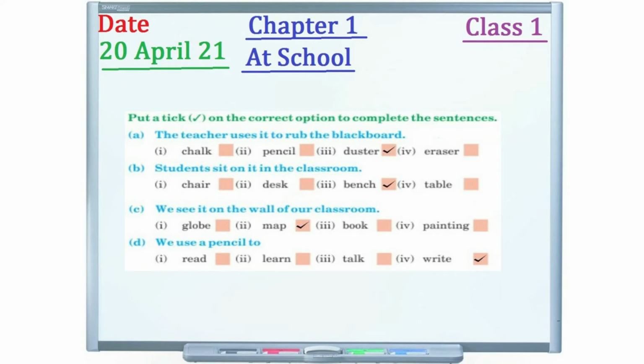D. We use a pencil too. What is the work of a pencil? Read? No. Learn? No. Talk? No. Write? Yes. The use of a pencil is to write. Fourth option is right.